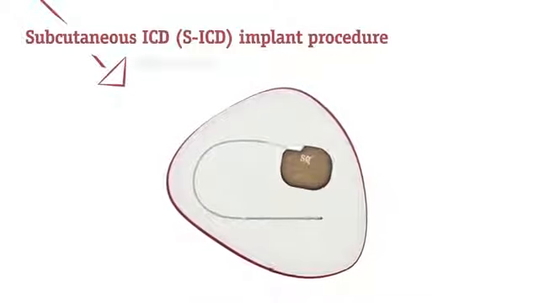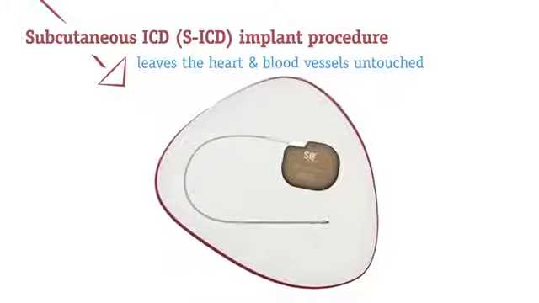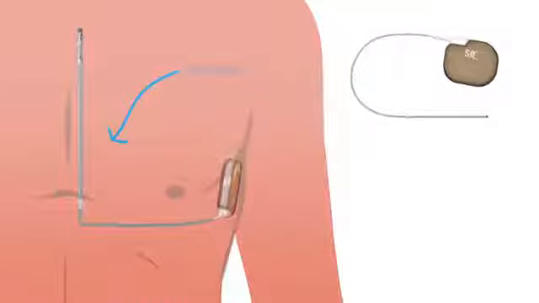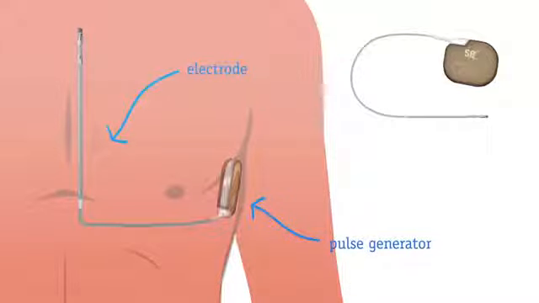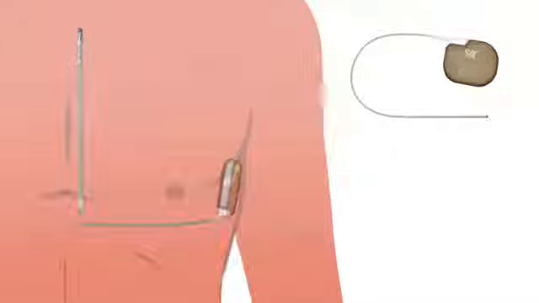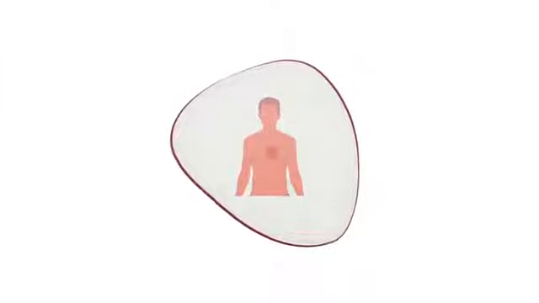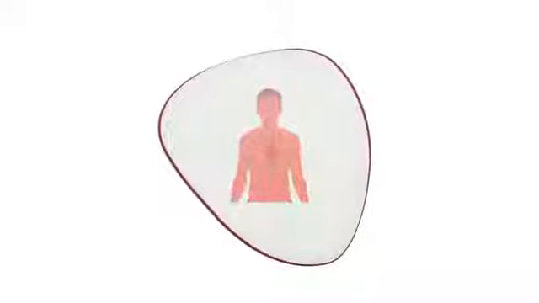The subcutaneous defibrillator, or S-ICD, leaves the heart and blood vessels untouched at all times. Its electrode is placed just under the skin above the breastbone, and the pulse generator is implanted on the left side of the chest. Depending on the doctor's usual practice, a local or general anesthetic is given to make the patient comfortable during the 1-hour procedure.